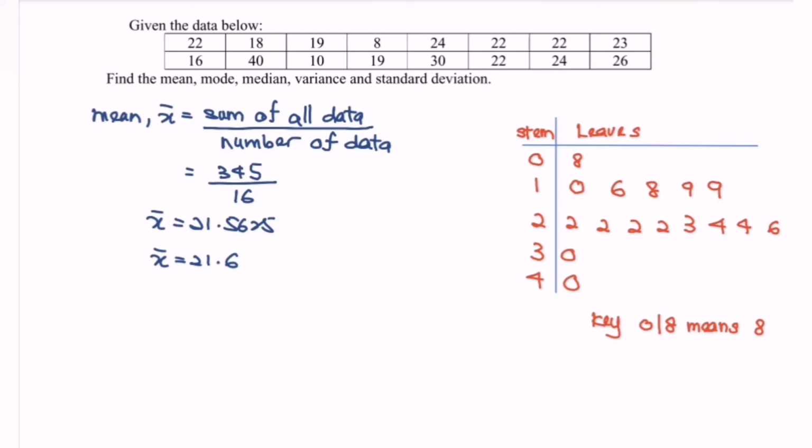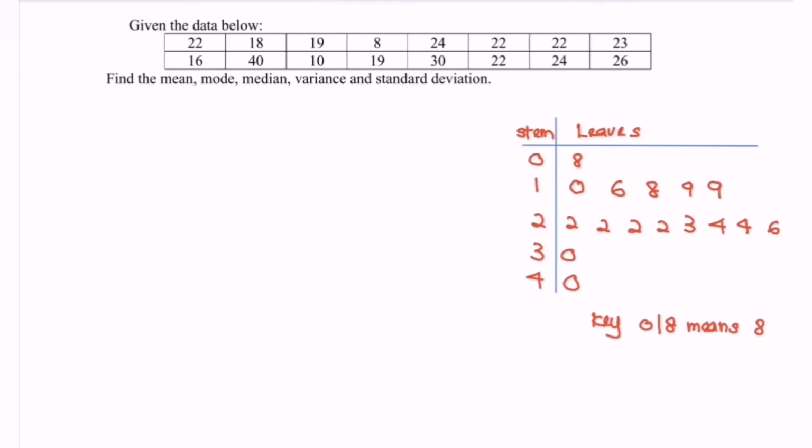Next, we have the mode. What does it mean by the mode? The value that occurs most frequently. Referring to the stem plot display, we notice that the mode is 22 because it occurs 4 times, the most frequently.